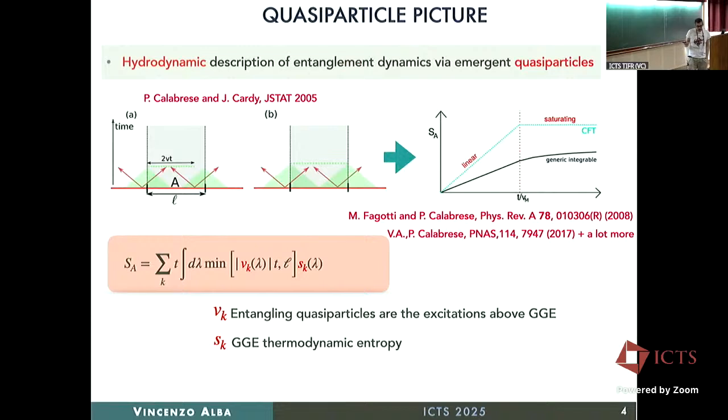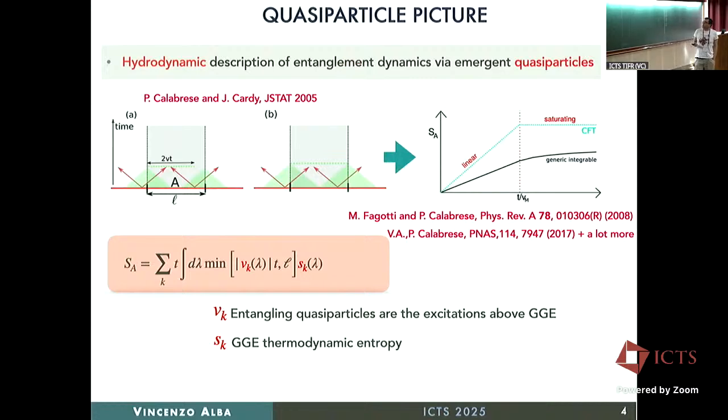Somehow, after a lot of work, which is the result of this paper, you realize that in integrable systems, these v are the group velocities that you construct considering excitations above the statistical ensemble that describes the steady state at infinite time. And this S of k is just the thermodynamic entropy of the generalized Gibbs ensemble. So even though you are describing something that is really quantum, that measures quantum correlation like the von Neumann entropy, the ingredients that you need are classical. You extract them from the statistical ensemble.